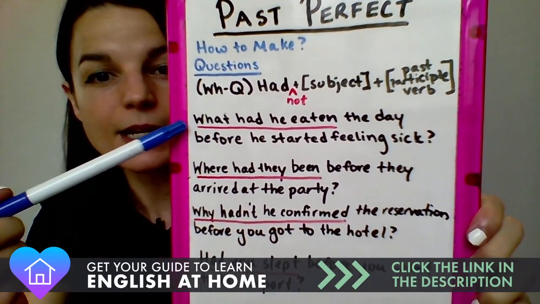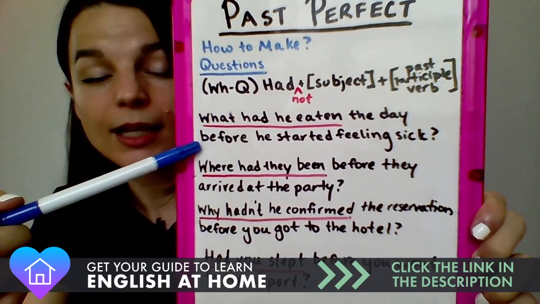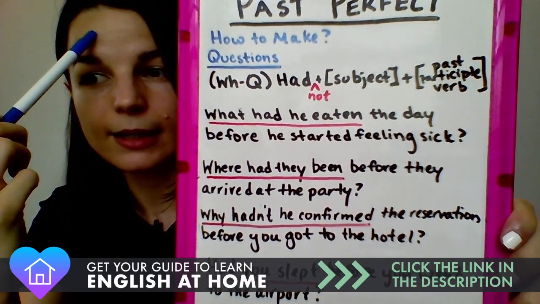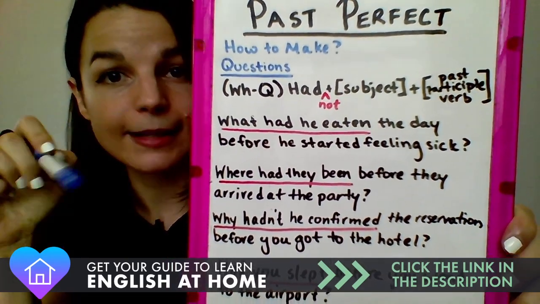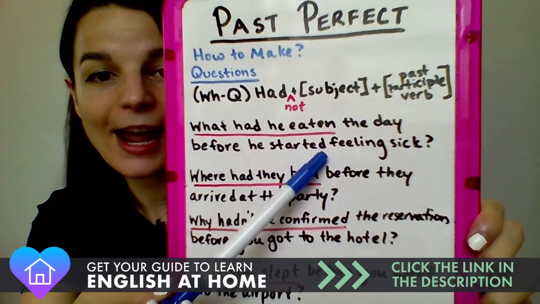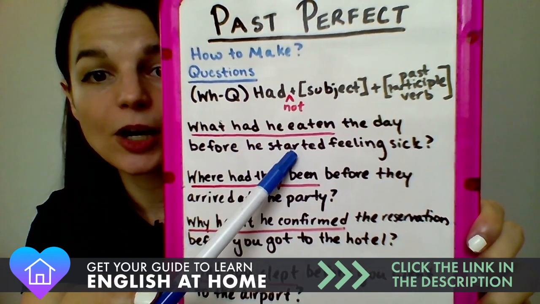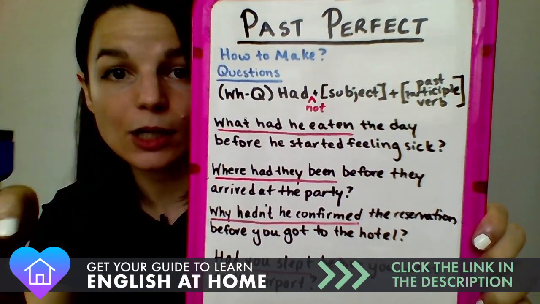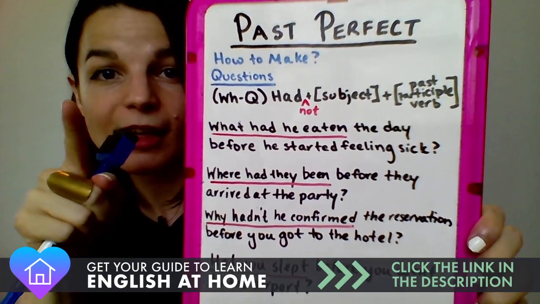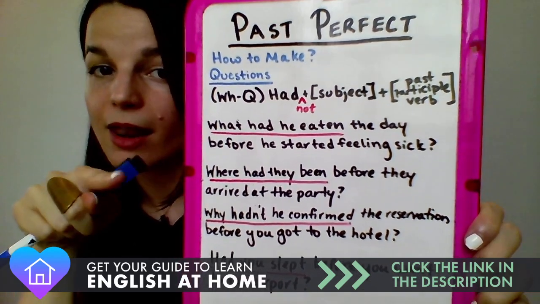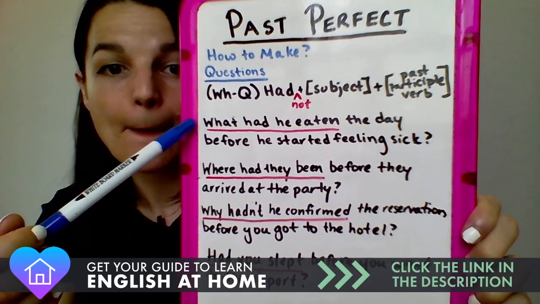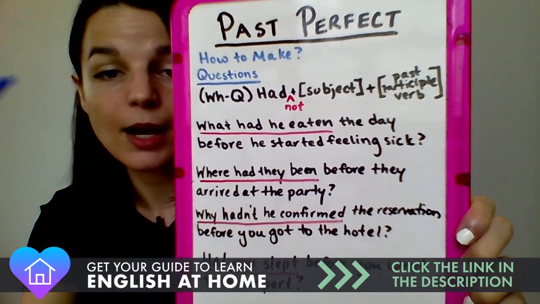What had he eaten the day before he started feeling sick? So, as with our statements in part 2, we have our past action and our simple past action. He started. So we still are showing a sequence. Even though it's a question, we're still asking about something that happened before another past tense action. So this one, we want to ask a question about something before another past action.